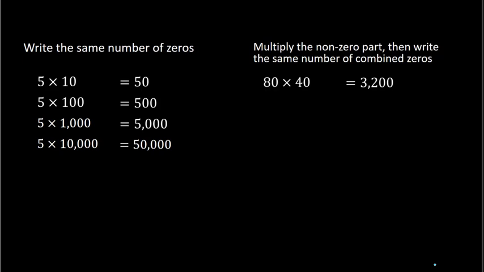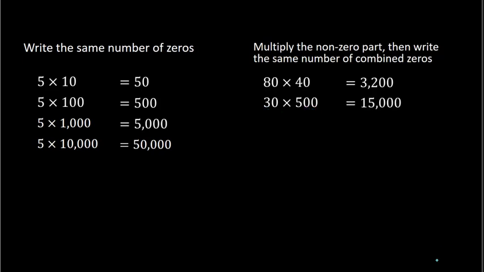Okay, let's try another example. What if we had 30 times 500? Well, for this one, again, multiply the non-zero parts. So 3 times 5, that gives 15. And then followed by zeros. Here we see 1, 2, 3 zeros. So we follow the 15 with 3 zeros. So the solution is 15,000.